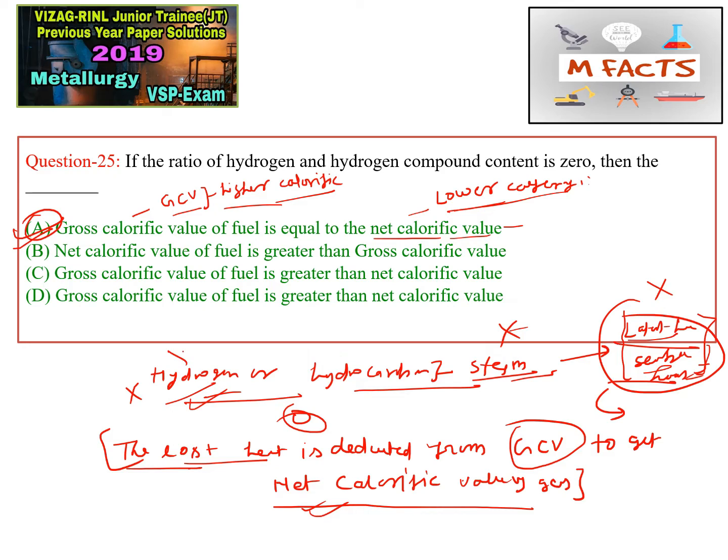If this hydrogen or hydrocarbon is not present in the fuel, there will be no loss of this heat. So the net calorific value will be equal to the gross calorific value. So option A is correct for this question.